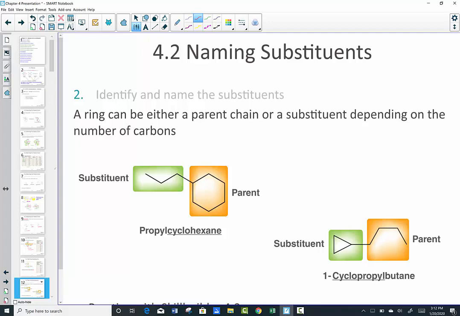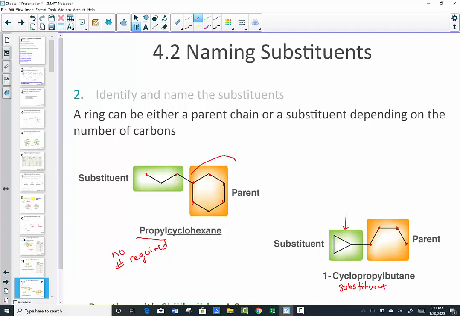Keep in mind, if we have a ring, it can be the parent chain if it's the longest chain. A cyclohexane is a 6-membered ring, and then off of this carbon is a 3-carbon group, so you would call that propylcyclohexane. We'll learn that no number is required here because we automatically know that carbon 1 would be the substituent branch. If here we have a 1, 2, 3, 4 carbon chain, we could name the cyclopropyl as the substituent because the 4-carbon parent is a longer carbon chain.